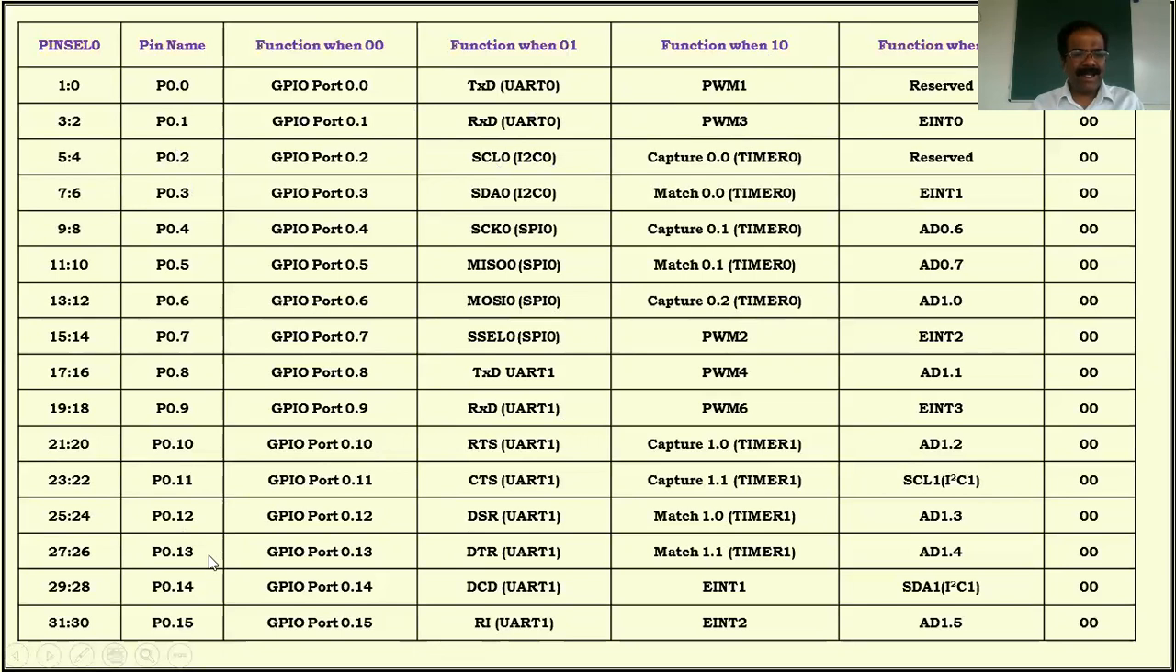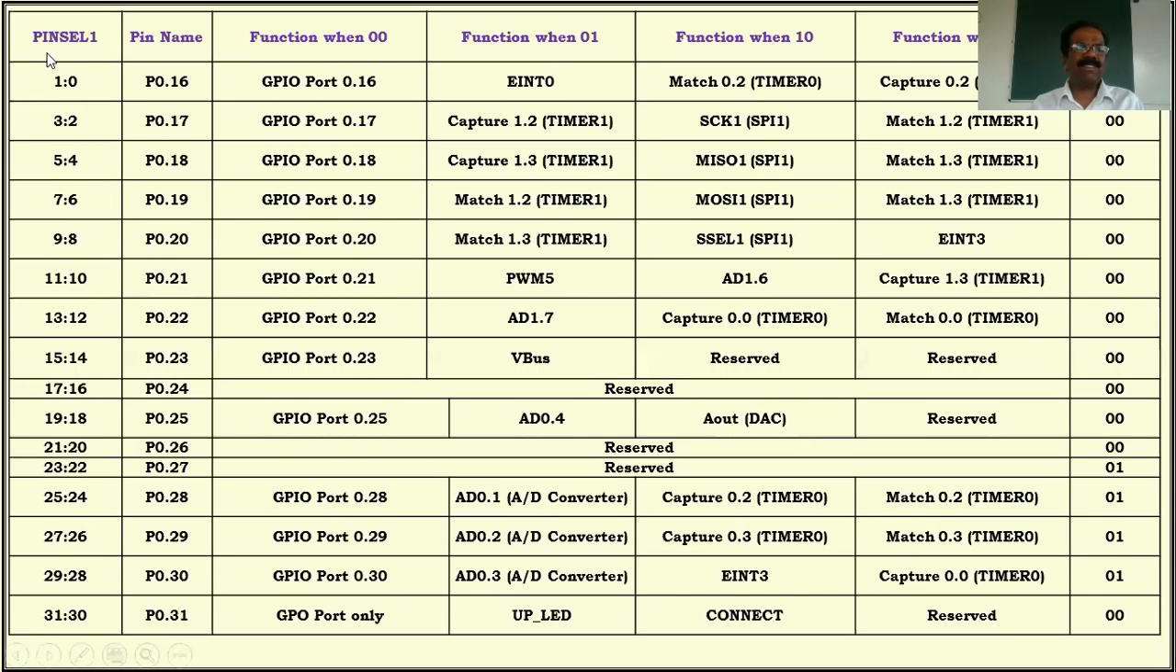Therefore, for 16 lines, P0.0 to P0.15, we require 32 bits. So the pin select 0 register is reserved for port 0, from P0.0 to P0.15. For the remaining port lines from port 0, we have to go for one more register, that is pin select 1. Once again, it is another 32-bit register, and we reserve 2 bits for each line. For P0.16, bit number 0 and bit number 1 of pin select 1 are reserved.